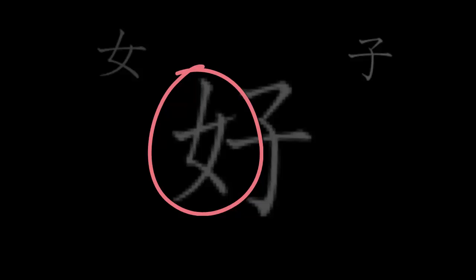We're looking at the character which means to like or likable in this video tutorial. You can see it consists of two parts, and the element on the left is a slightly squished up version of the character meaning female. You can see it there on the top left hand side of the screen.